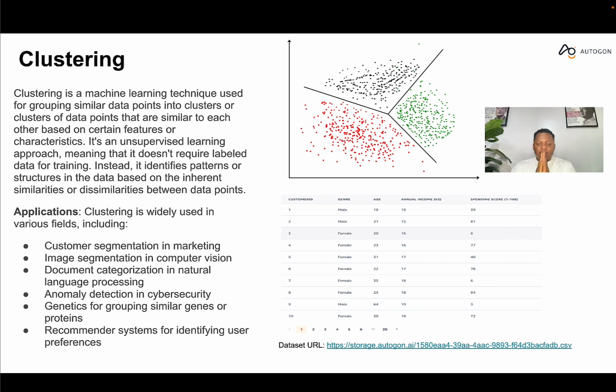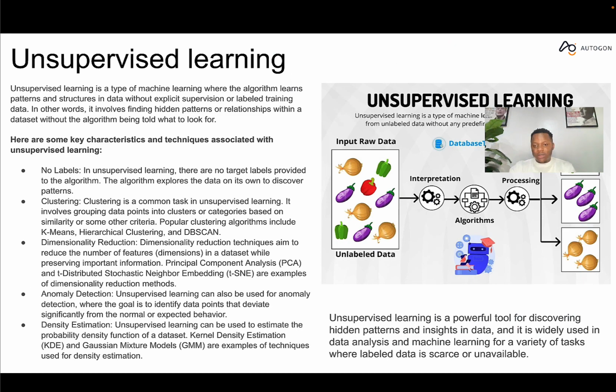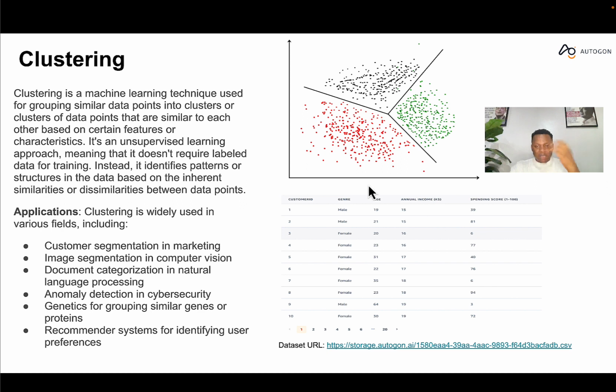So clustering, which is another aspect of unsupervised learning. Clustering is a machine learning technique used for grouping similar data points into clusters based on certain features or characteristics. Like we saw in this particular data set, the clustering algorithm was able to cluster all the peppers, all of the yam, and all of the onion. Similarly, you can see this particular graph took items of similar colors and clustered them based on color property.